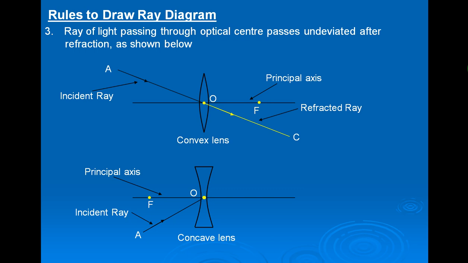According to the third rule, it must pass undeviated after refraction and moves along OC. So OC is the refracted ray of light. So this is our third rule, that is, any incident ray of light passing through the optical center must pass undeviated after refraction.